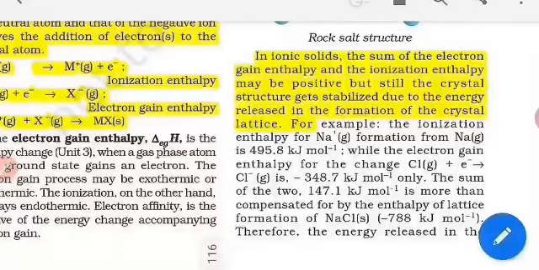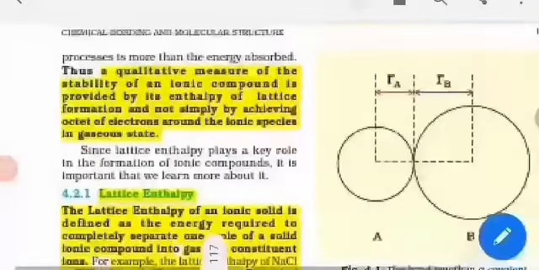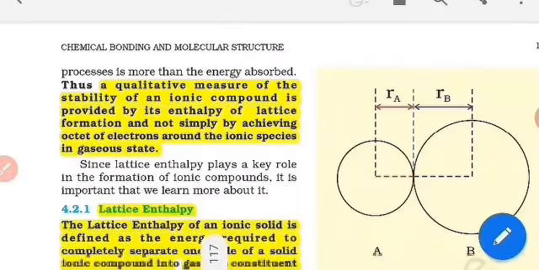For example, the sum of ionization enthalpy and electron gain enthalpy for sodium ion and chloride ion is plus 147.1 kJ per mole. This positive sign indicates that the sodium chloride compound cannot be formed, but its lattice energy is minus 788 kJ per mole. Therefore, the energy released in this case is more than the energy absorbed. That means this process is exothermic and hence the sodium chloride crystal can be formed.